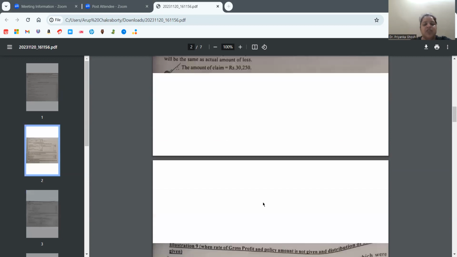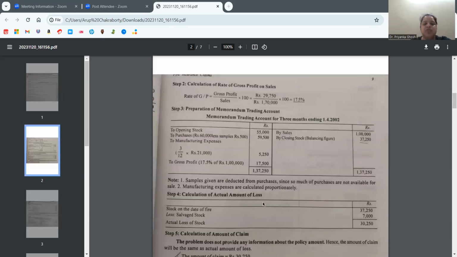Now what we will do? We will go for step 2. Step 2 is what? The rate of the gross profit. In this step, please remember, always we need to calculate the gross profit on our sale. So if you want to find out the rate, the formula is gross profit divided by sale into 100. The gross profit we have calculated is 29,750 and the previous year sale was 1,70,000. When we calculate, the percentage will come 17.5%. So now step 1 and step 2 we have done.